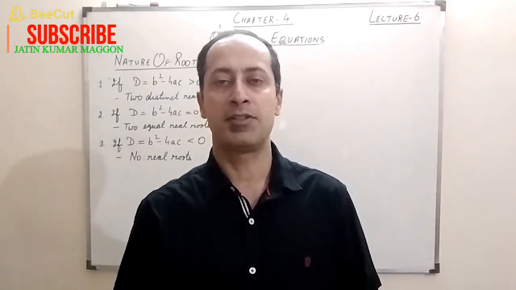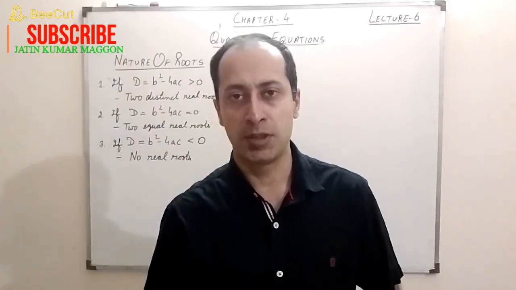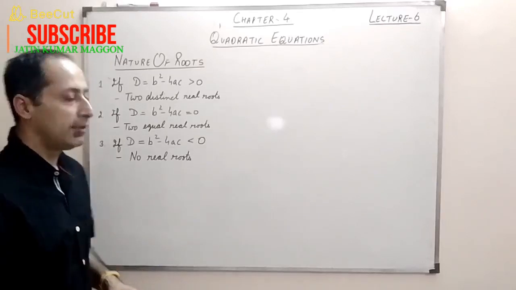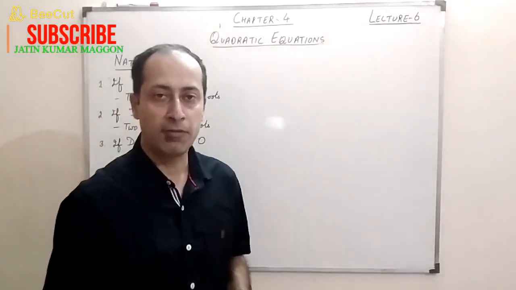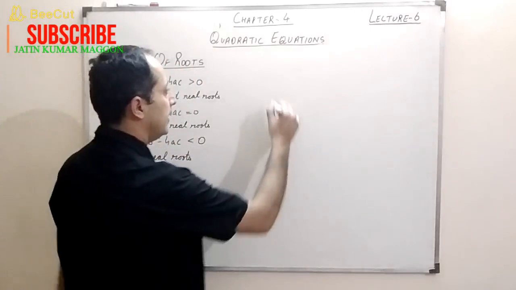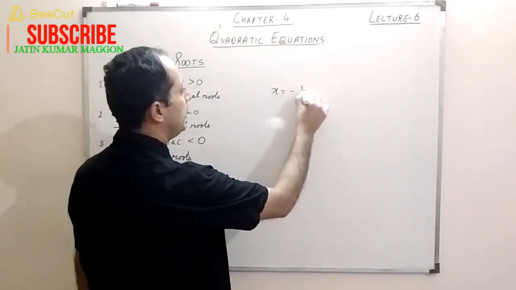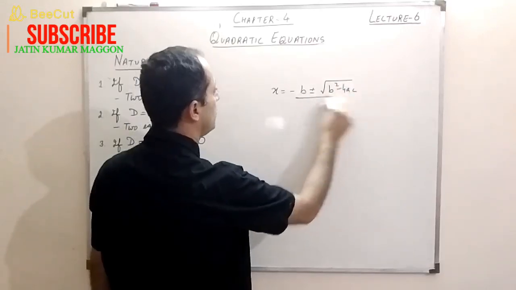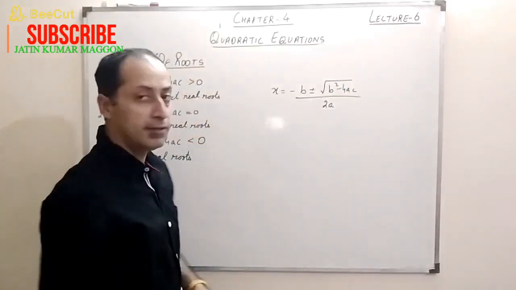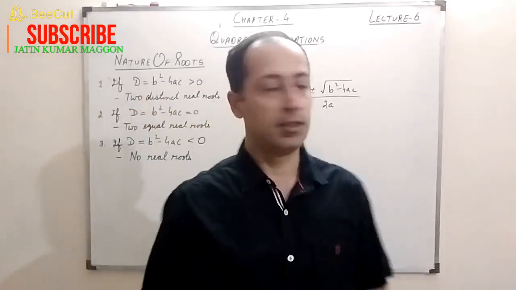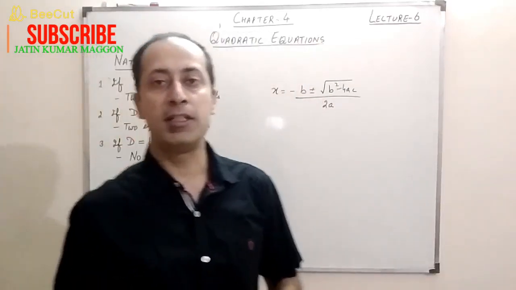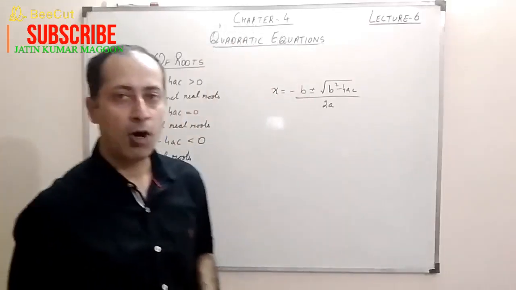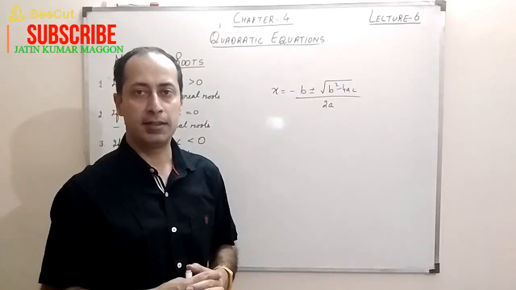Let's revise what we discussed earlier about the nature of the roots before exercise 4.3. If you remember the quadratic formula, it was x equals minus b plus minus under root b square minus 4ac upon 2a. The thing inside the root in the quadratic formula is called the discriminant, and we denote it by capital D, right? So how can we identify the nature of the roots?